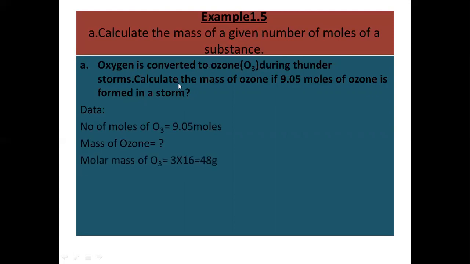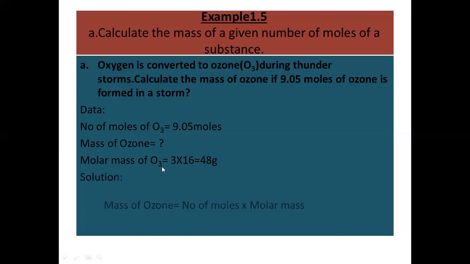Molar mass of ozone: there are 3 atoms of oxygen. Mass of an oxygen atom is 16, multiplied by 3 gives us the answer 48 grams. So 48 grams is the molar mass of ozone.